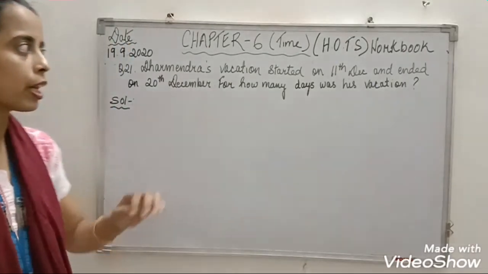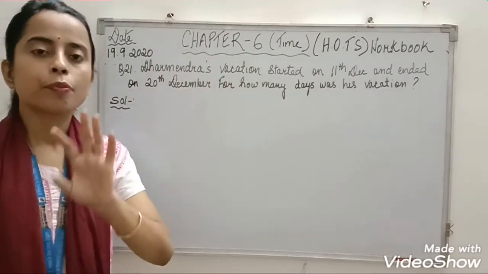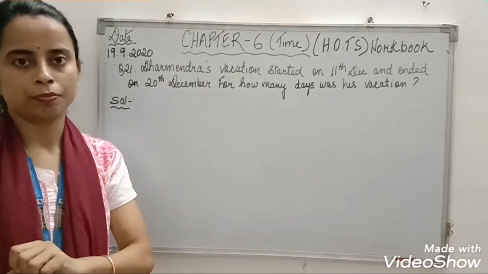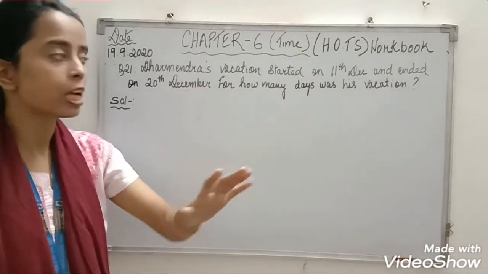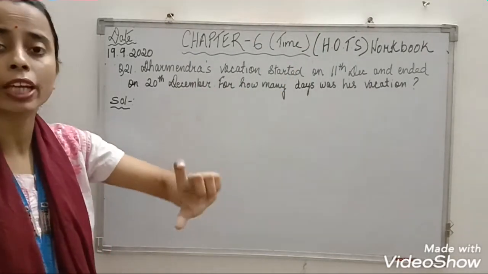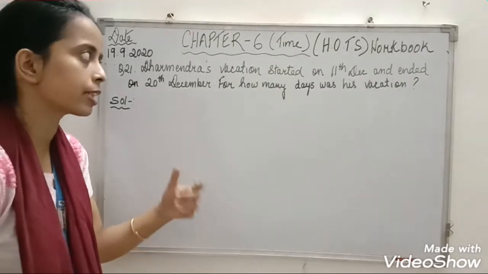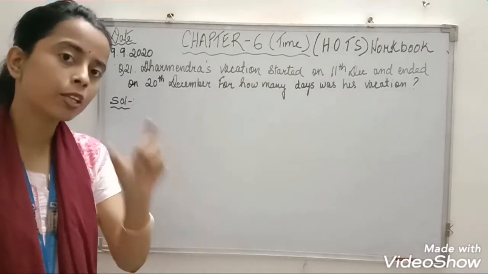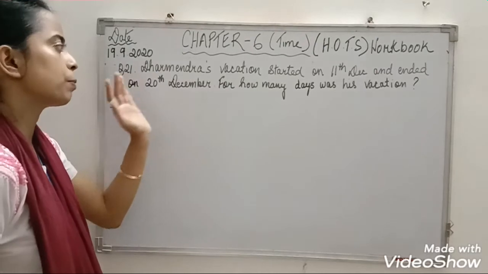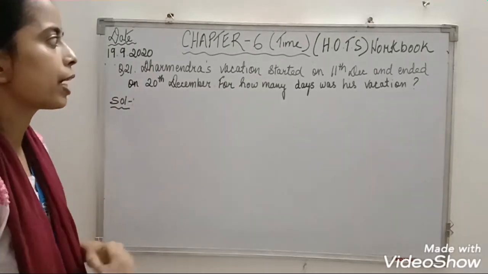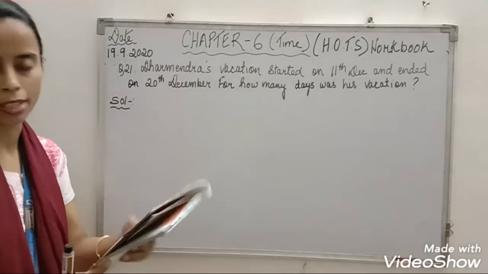Now children, in today's class, the questions I have taken here, we are going to calculate date. Already we have learned how to calculate start time, end time and duration. Now we are going to learn how to calculate start date, end date and the duration. When the start date and end date are given, how to calculate duration. So two questions there. Question number 21 I have written. Everyone, please refer to your workbook page number 61.